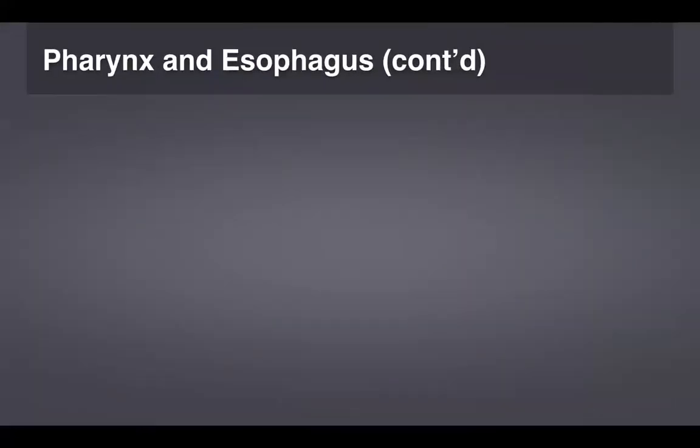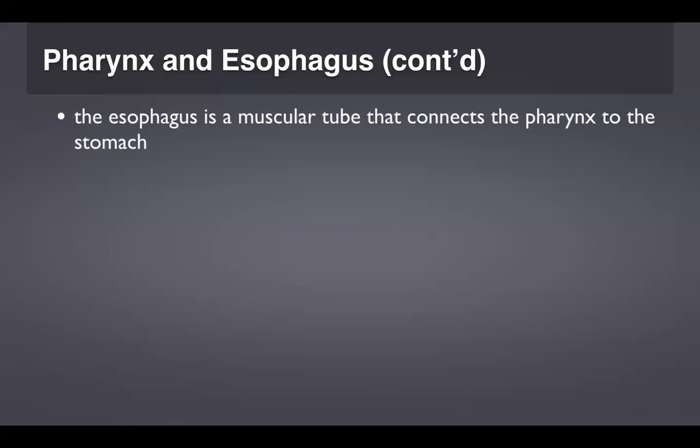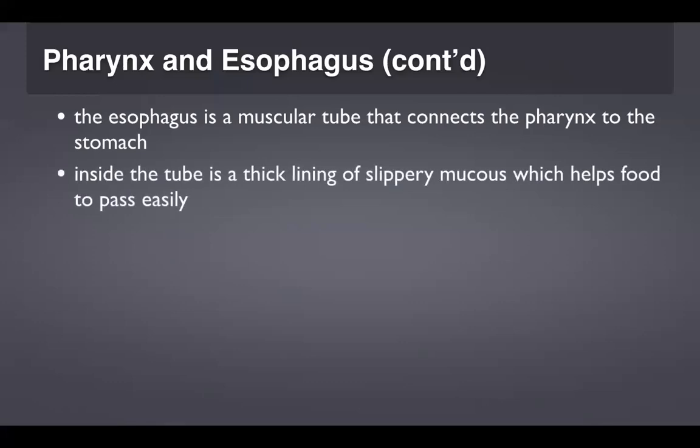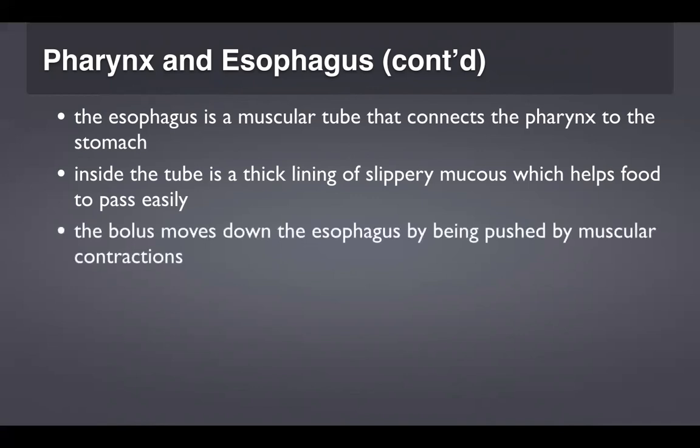All right, so we'll continue on with the pharynx and the esophagus. The esophagus is a muscular tube that connects the pharynx to the stomach. So it's just a muscular tube, and you don't think it has muscle, but it actually does. It does a bunch of squeezing. We'll talk about that very soon. Inside the tube is a thick lining of slippery mucus, which helps food pass easily. The bolus, which we talked about previously, that's when your tongue creates food into a ball. The bolus moves down the esophagus by being pushed by muscular contractions.